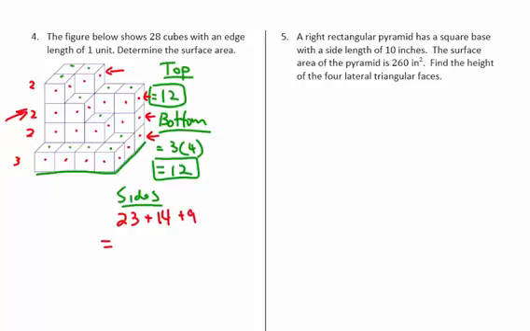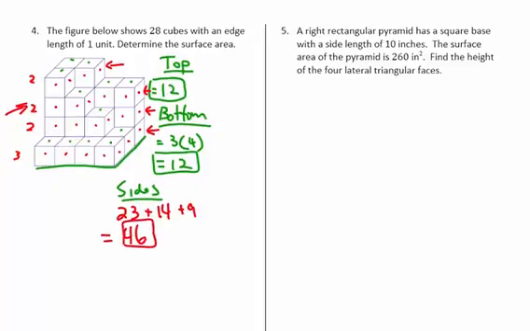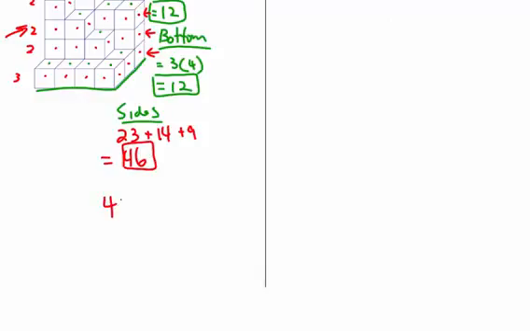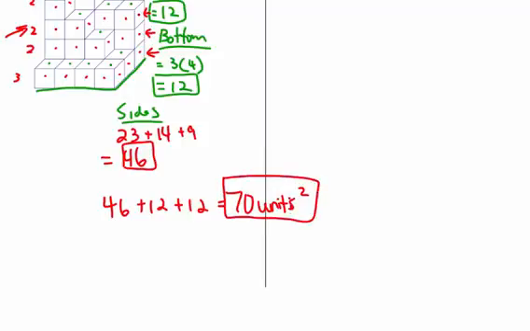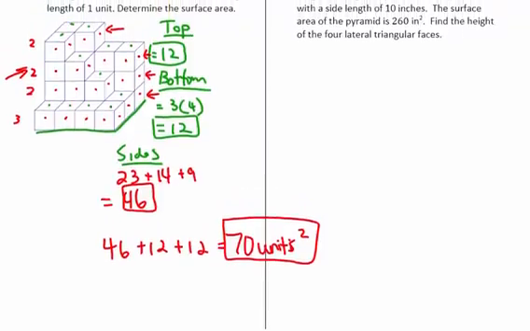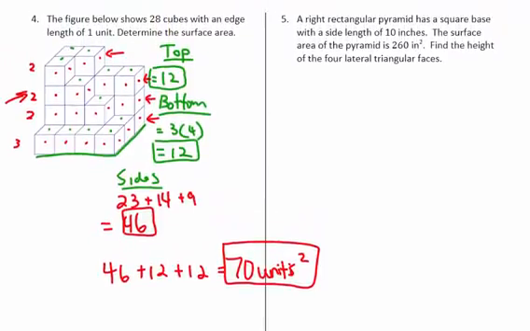Which gives us a total of 37, 46. So the total surface area would be 46 plus 12 plus 12, which would give us a grand total of 70 units squared. Again, another way to look at the same kind of question.